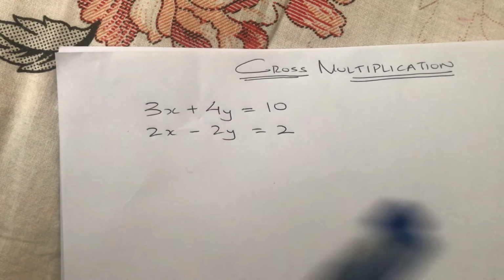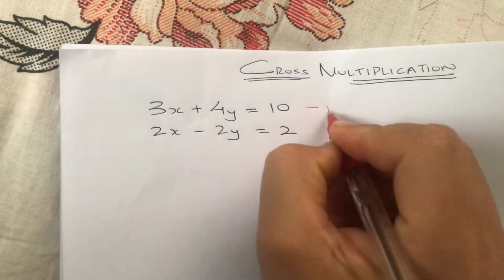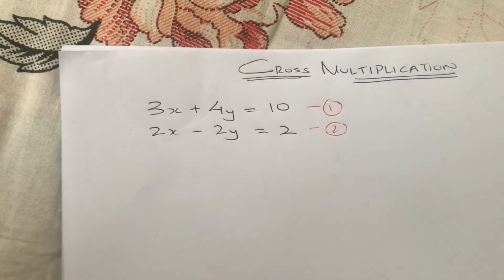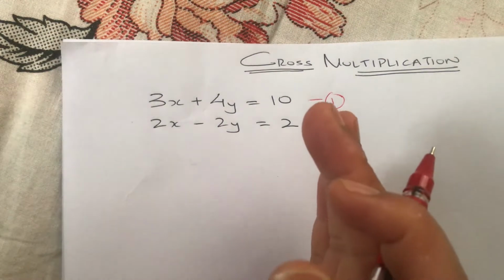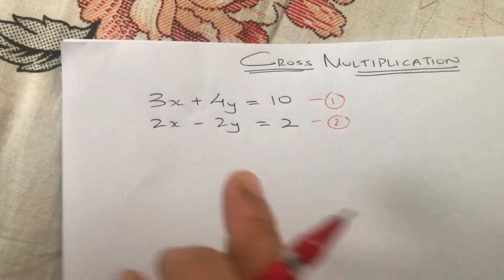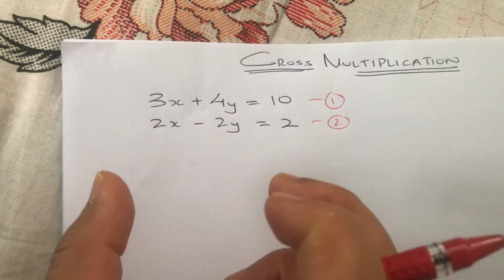Let's take an example where two equations are given. Let's say this is equation 1 and this is equation 2. The first and foremost thing that you have to do in the cross multiplication method is bring each and every term to one side. That means we bring everything towards the left and then write the entire equation equal to 0.